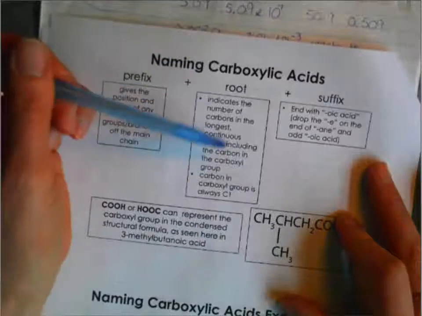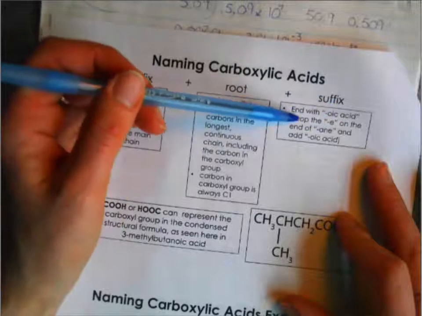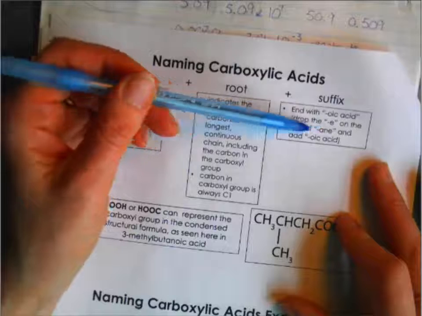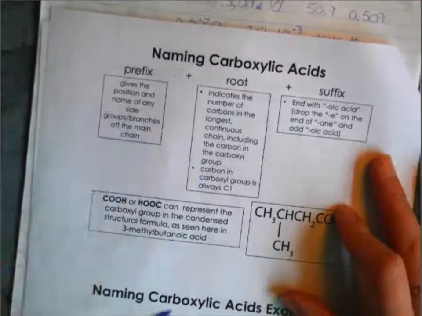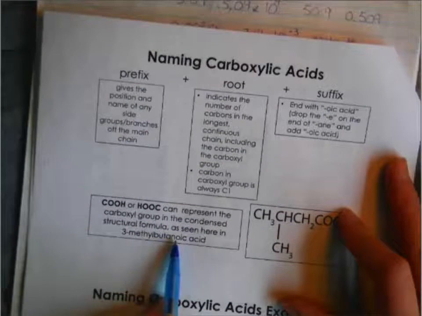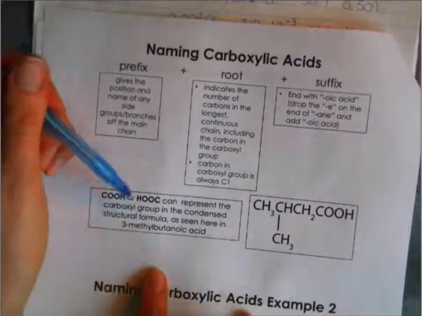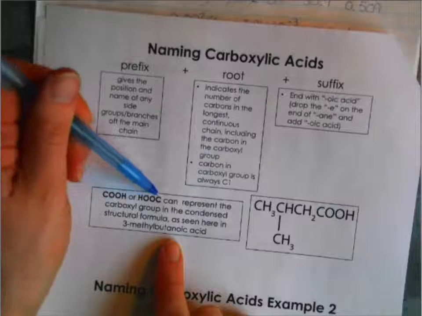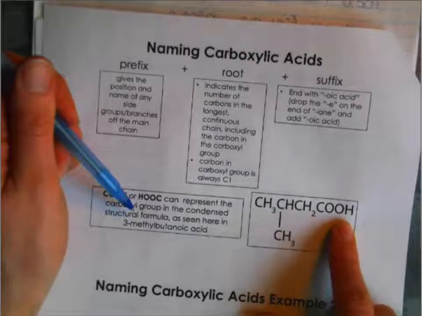And then once you've named that, you can end it with -oic acid. And again, just like we saw with the alcohols, if you have an E at the end of your parent name, like ane, then you want to drop the E and just add oic acid. So for example, we would have butane, but you see that they change it to butanoic acid, so the E is gone. I just made a side note here as well: COOH or HOOC can represent the carboxyl group when you see a condensed structural formula like we see here.